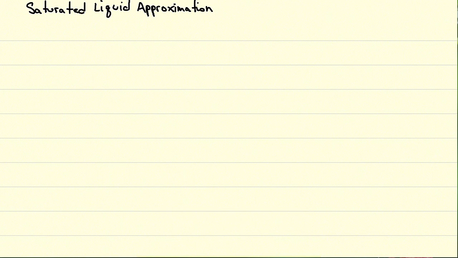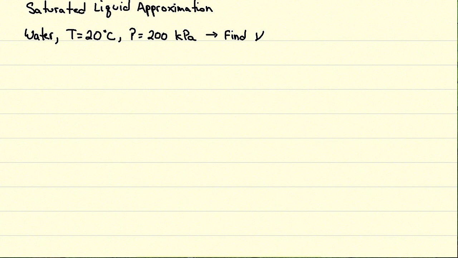There it goes. Okay, so what is the saturated liquid approximation? Well, let's find out by exploring an example. So in this example, we're going to look at water, again our substance. And in this case now, water is going to be at a temperature of 20 degrees C and a pressure of 200 kPa. Okay, and what we need to do is find the specific volume, V, and the entropy, S.